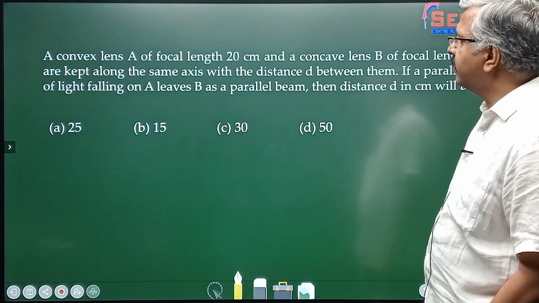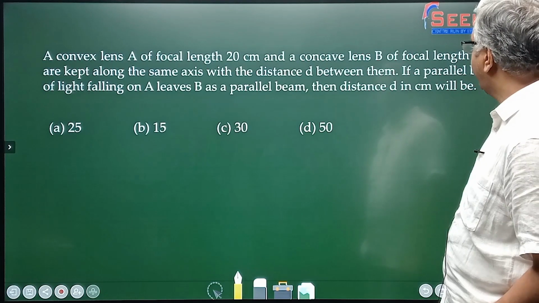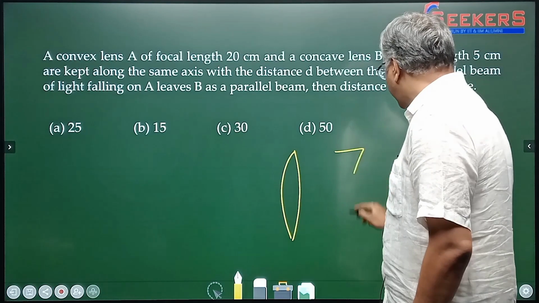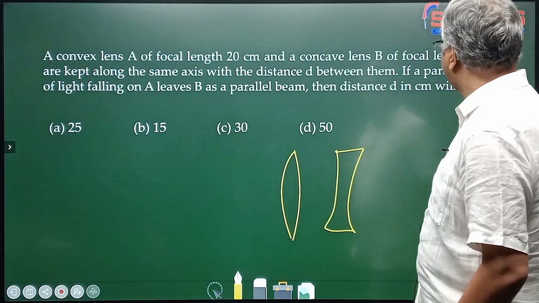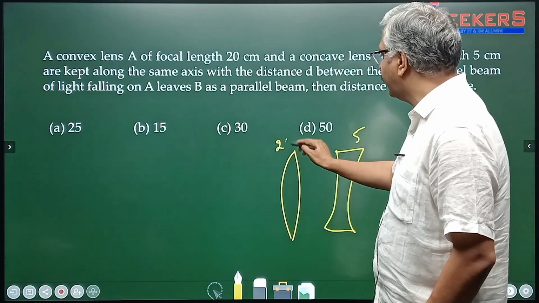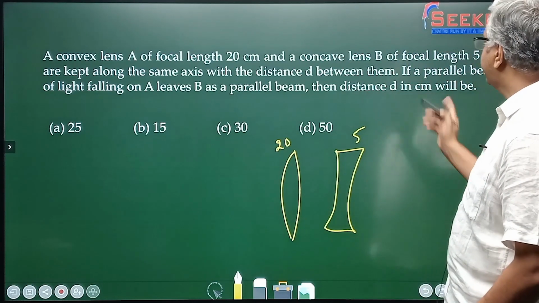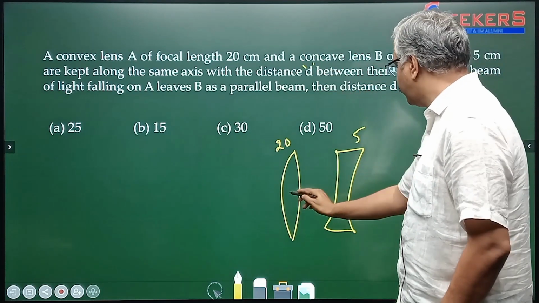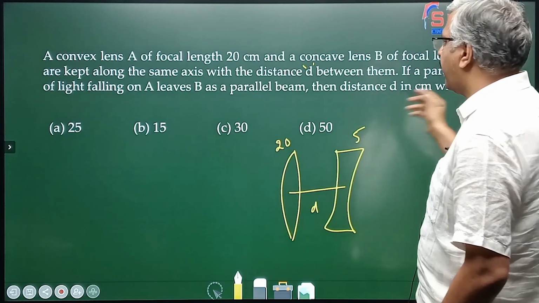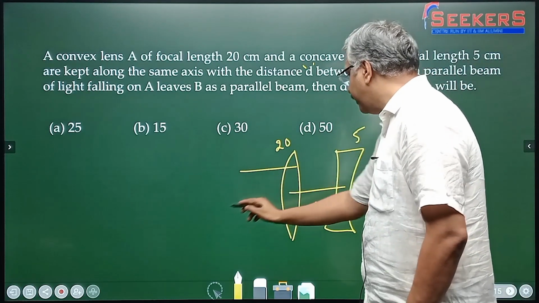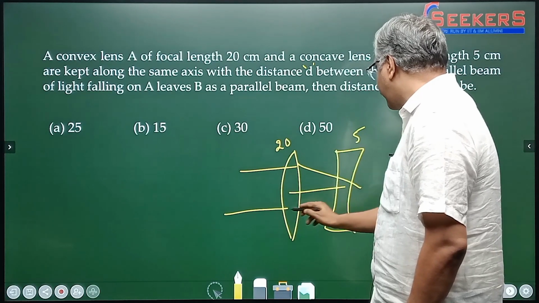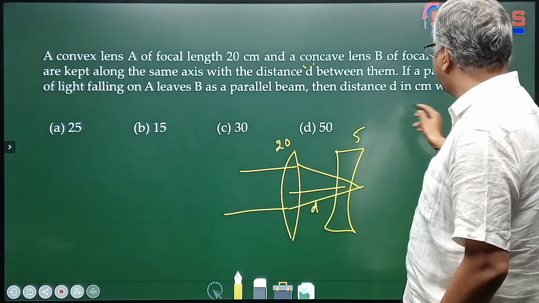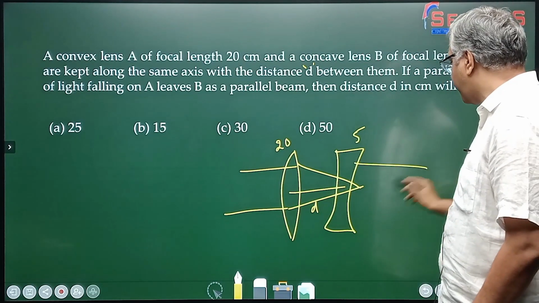So, there is a convex lens A with focal length given as 20, and a concave lens B with focal length 5. Here there is a convex lens, and right next to it a concave lens. The distance between them is kept along the axis with a distance d between them. If a parallel beam is incident on A, it emerges from B as a parallel beam.